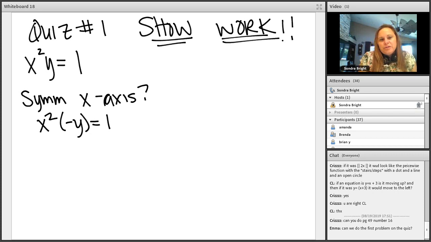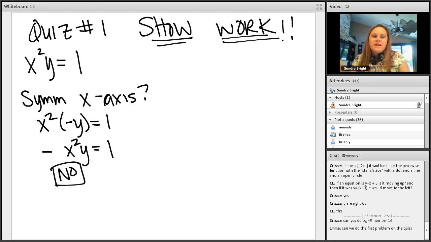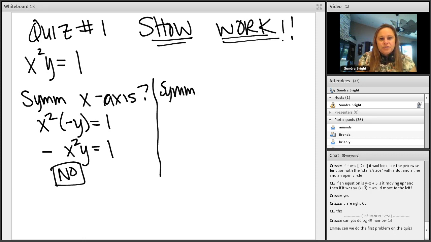You know, the only thing you could do when you simplify this is a negative out front: negative x squared times y equals 1, and so this is a no. There's no simplifying that could happen that would make it equivalent to the original. Is it symmetric with respect to the y-axis?